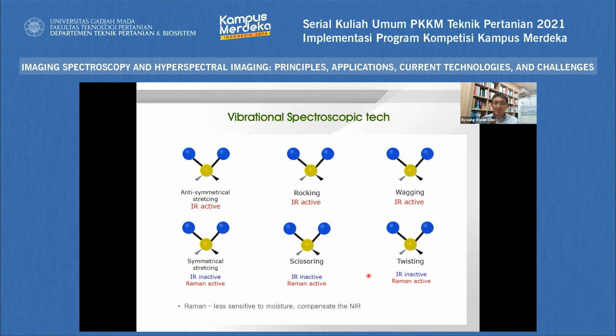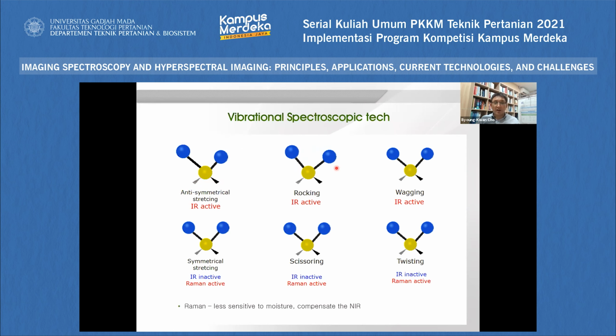So, because there is a reason. Okay, let's look at this figure. There is a molecular vibration like this one. It's not symmetric. It's a squid. This is anti-symmetric stretching. In this vibration, it is IR active. Infrared is very sensitive to this vibration. But Raman cannot detect this one.